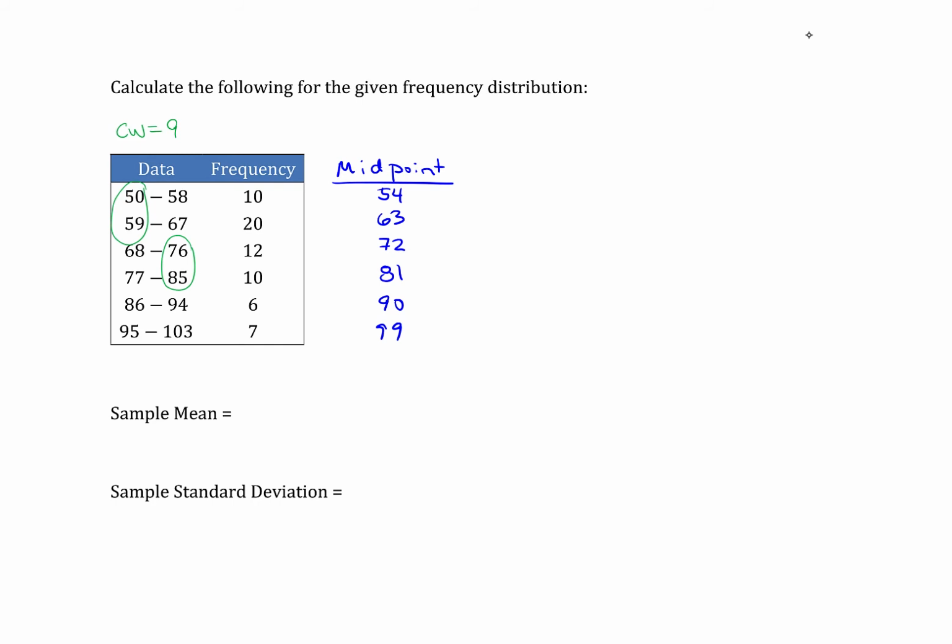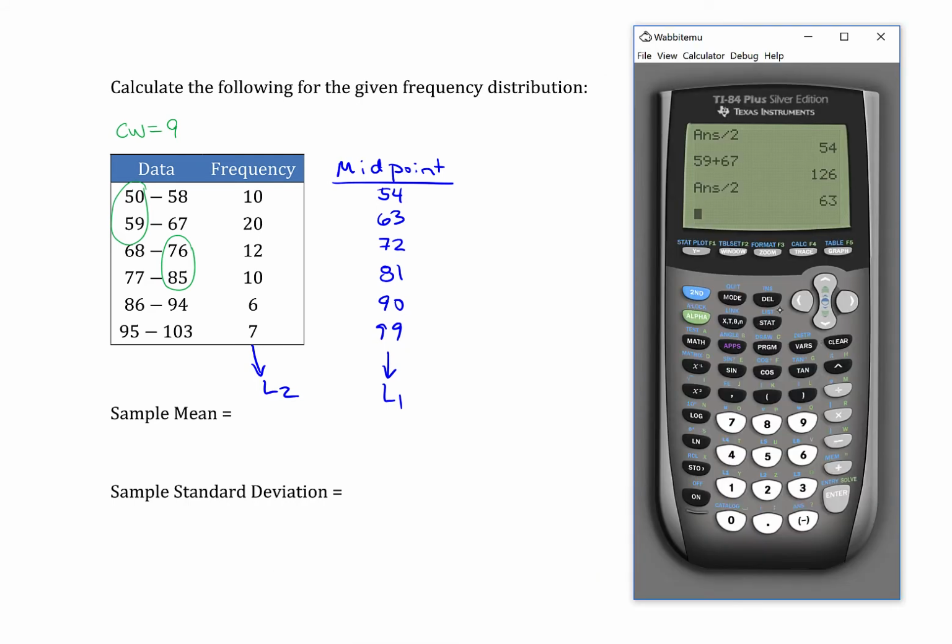When we're doing weighted statistics of a frequency distribution, the midpoints will always go into L1 and the frequencies will always go into L2. That's just a standard we'll stick with here. So go into your list editor to enter these values. If you have anything in L1 and L2 already, just go ahead and clear those out. Just highlight the name, press clear and enter. And then start entering your data into both lists. So I'll start with my midpoints into L1 and then the frequencies into L2.